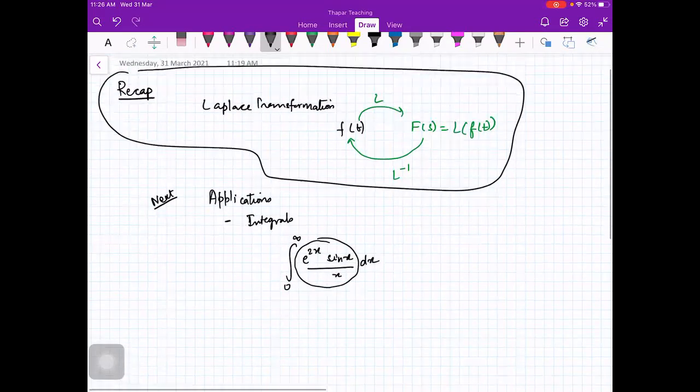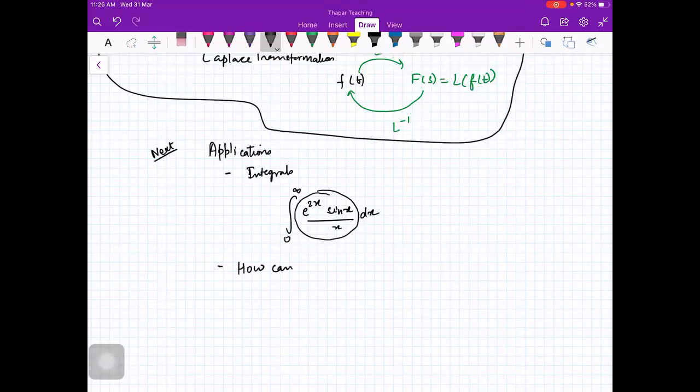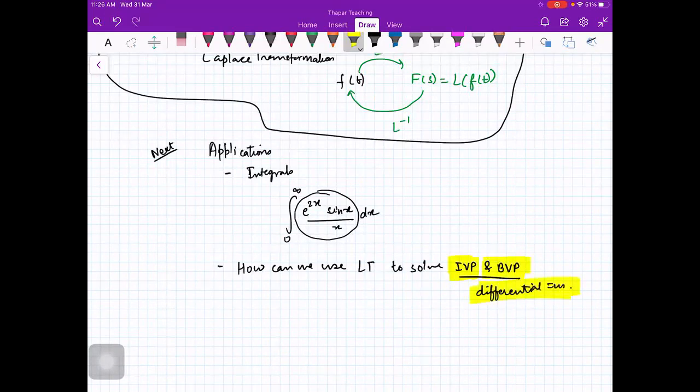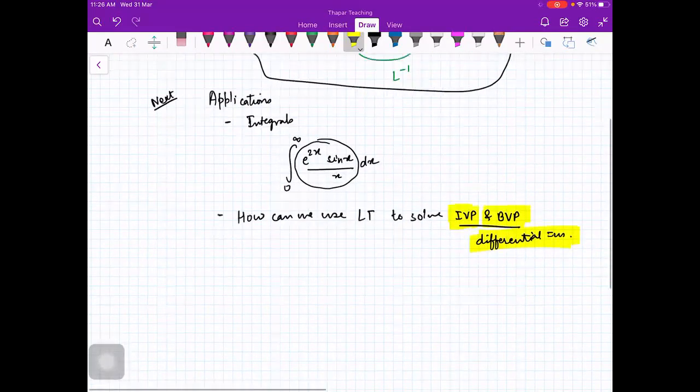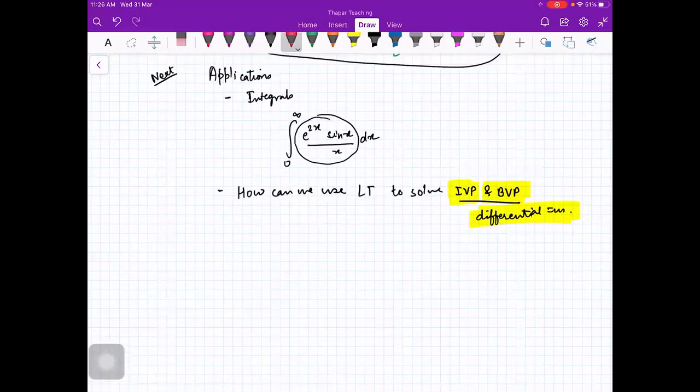So today we will be seeing how we can use Laplace transformation to solve initial value problems and boundary value problems. These are actually differential equations with initial or boundary conditions. This is the target for today's lecture, and then we will move on to the next topic also, because this will take less time. So let us see what an initial value problem is and what a boundary value problem is. Then we will see how to use Laplace transformation to solve them.